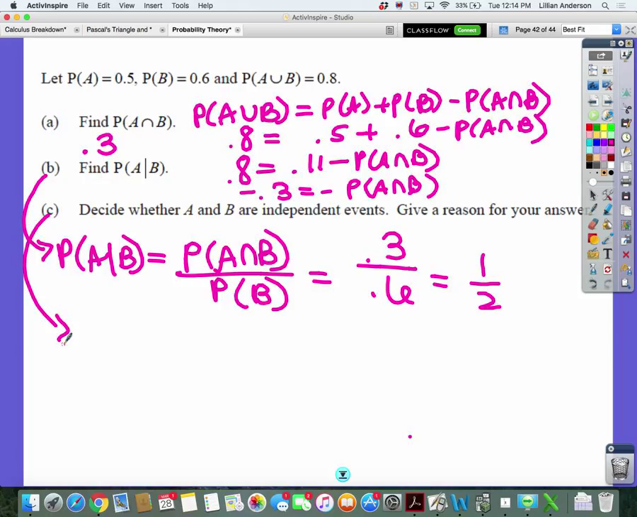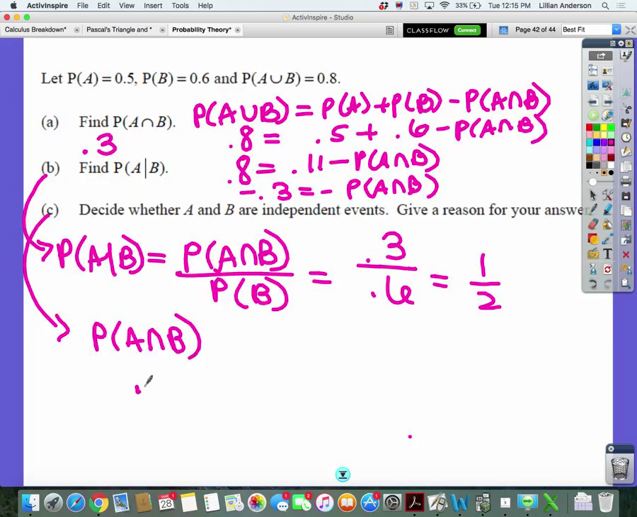Now, C says determine whether they're independent and give a reason. When it says give a reason, that is where you do the math to support whether you're saying yes or no. You need both of them, because you get an accuracy point for saying yes or no, and you get a reasoning point for your reason, but you don't get both if your reason is poor. Okay?